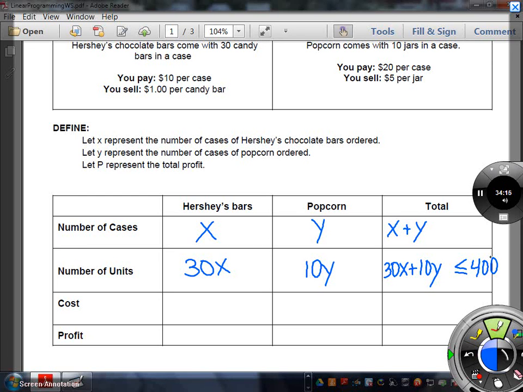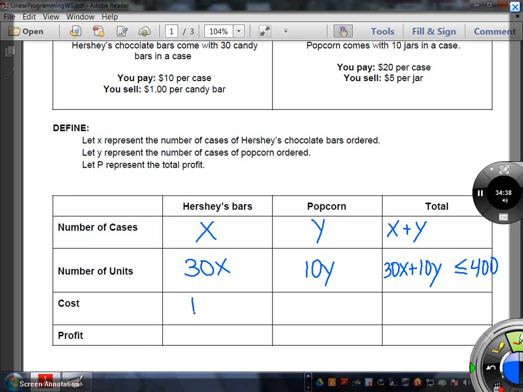I don't really know much about this, but this one I know something about. All right, the cost, what I have to put out to buy things. What is the cost going to be for my Hershey bars? 10X, because it costs me $10 per case, and X represents the number of cases. So 10X, because if I buy one case, 10 times 1 will cost me $10. If I buy 5 cases, 10 times 5 will cost me $50. What about my cost for my popcorn? 20Y.